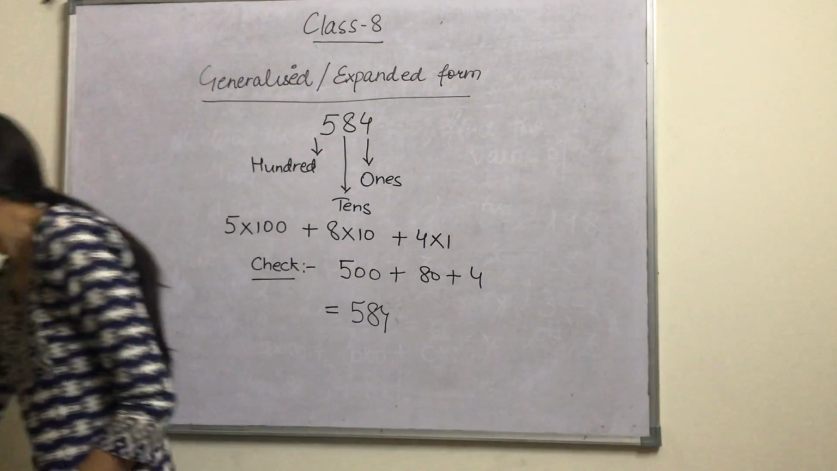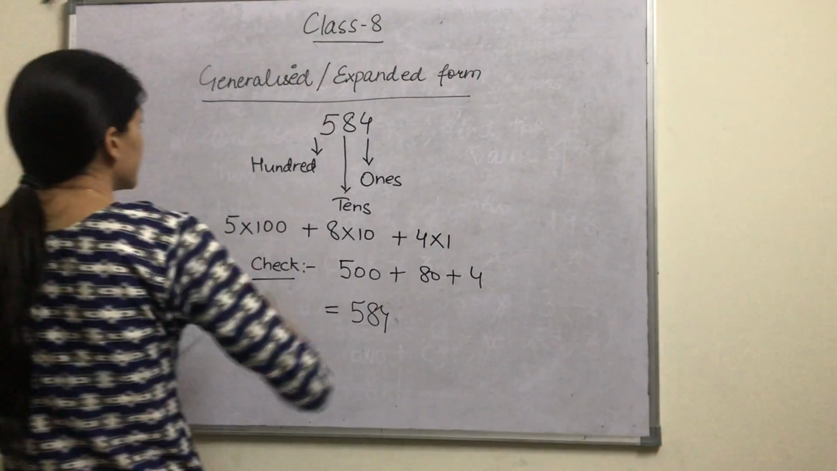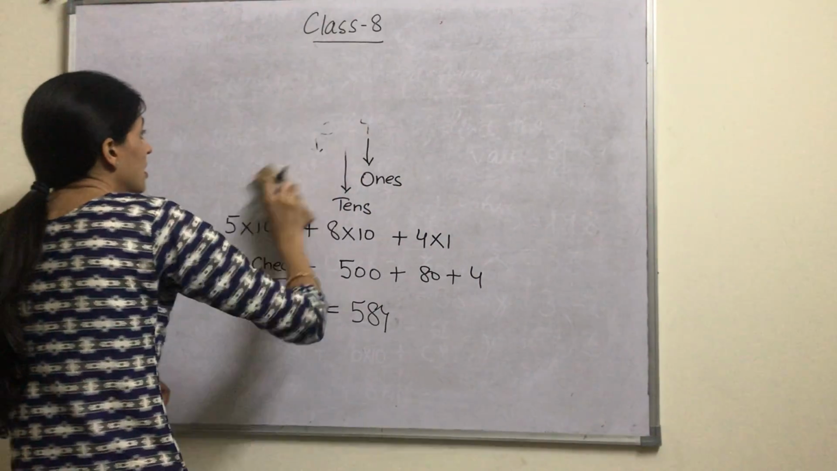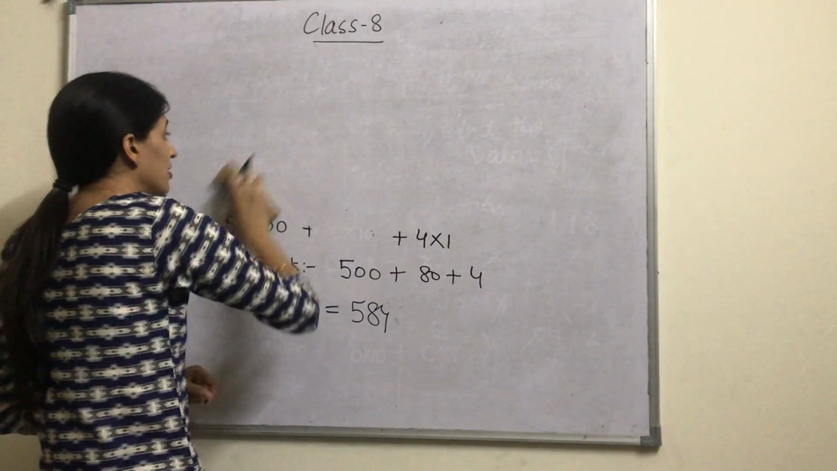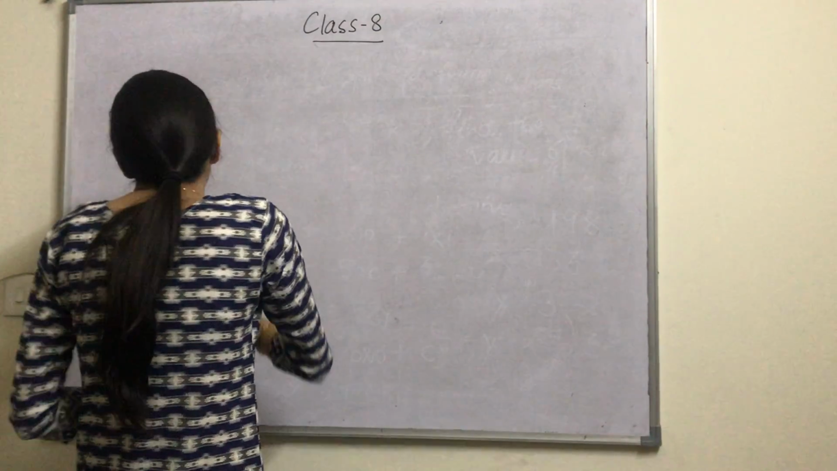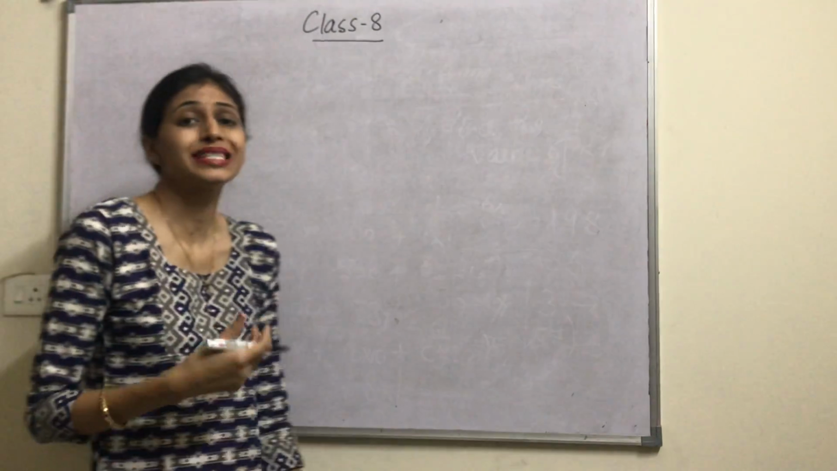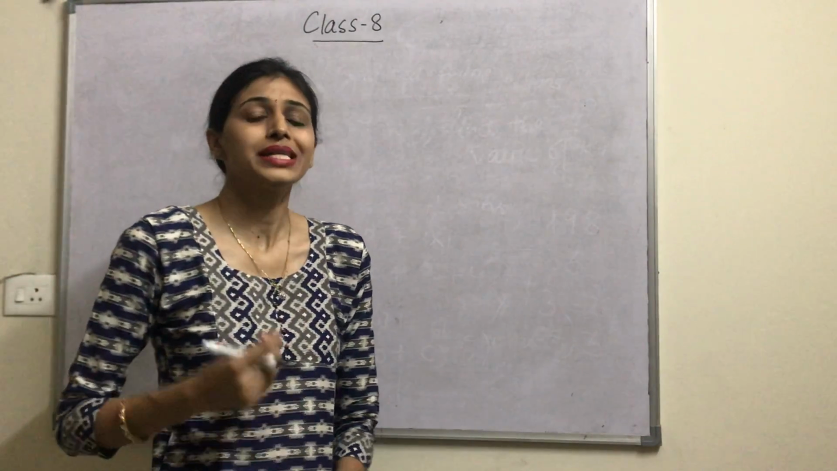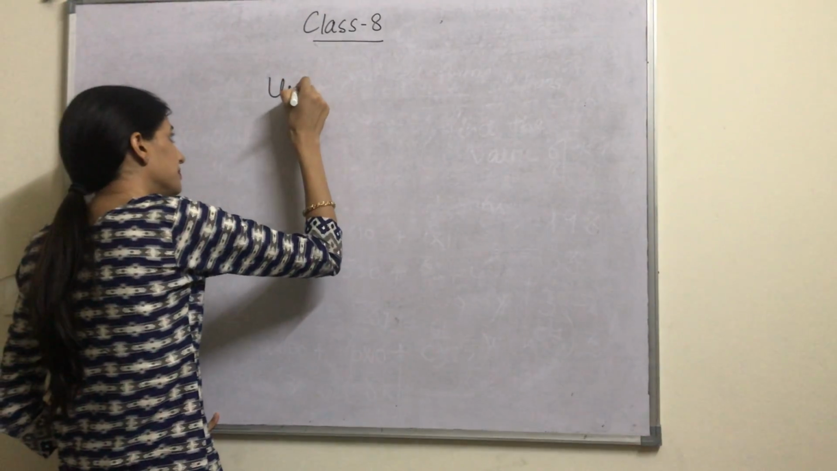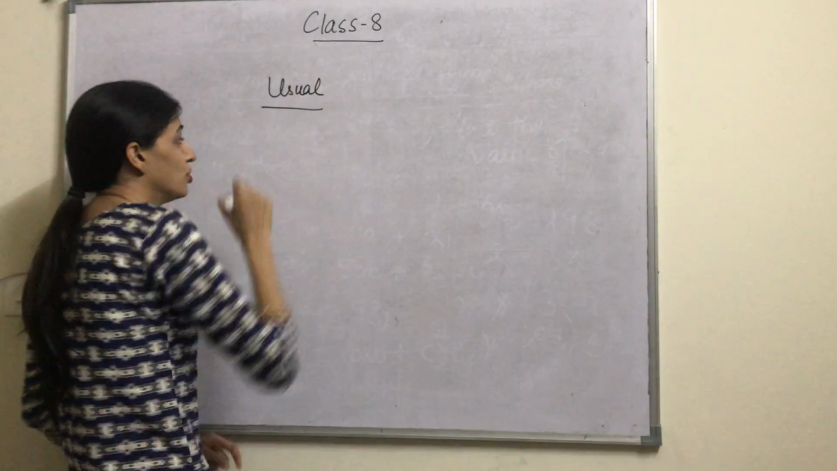Right? Now, suppose a number is given to you and you have to write it in usual form. Now the reverse of the question is given. Earlier, usual form was given and you had to convert to expanded form. Now expanded form is given and you have to convert to usual form.